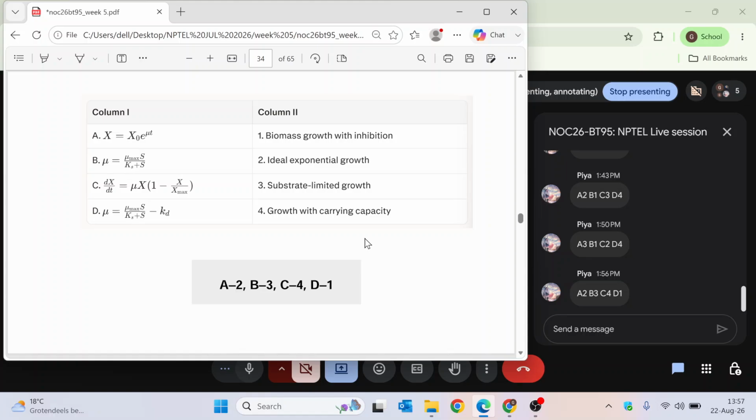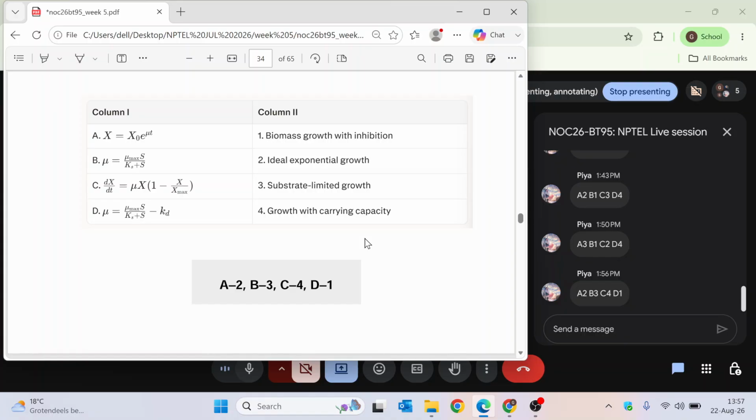mu t is the ideal exponential growth. Here you know that the substrate is going to be abundant, and you assume an exponential growth. So that's how exponential or logarithmic phase works.